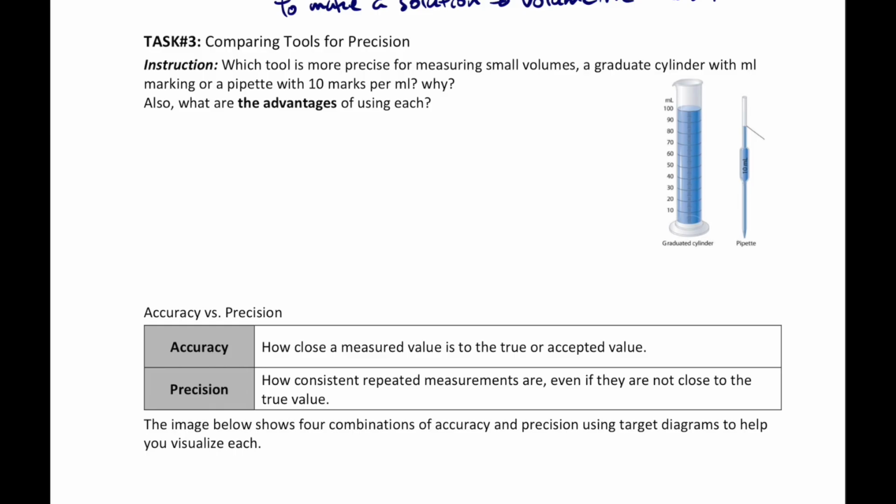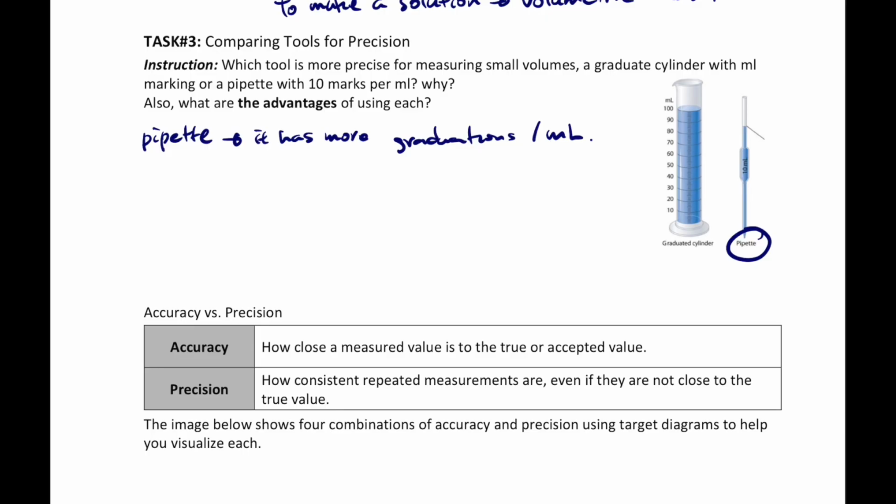So the instruction is, which tool is more precise for measuring small volumes? A graduated cylinder with milliliter markings or a pipette with 10 marks per milliliter? Why? Also, what are the advantages of using each? The simple answer is that the pipette is more precise, okay, because it has more graduations per milliliter. So we can say the pipette is more precise because it has more graduations, allowing for finer readings and more consistent volume delivery.